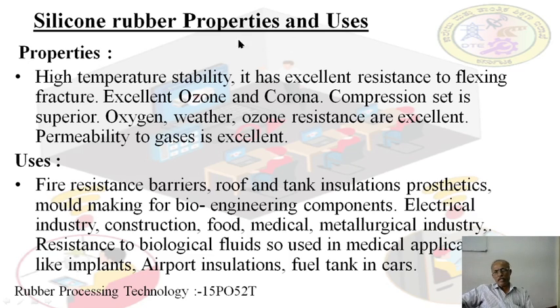Silicon rubber properties and uses. Properties: high temperature stability. So silicon rubber is very familiar for high temperature stability. It will withstand up to 350 degrees centigrade. It has excellent resistance to flexing fracture, excellent ozone and corona resistance. Compression set is superior. Oxygen, weather and ozone resistance are excellent. Permeability to gases is excellent.